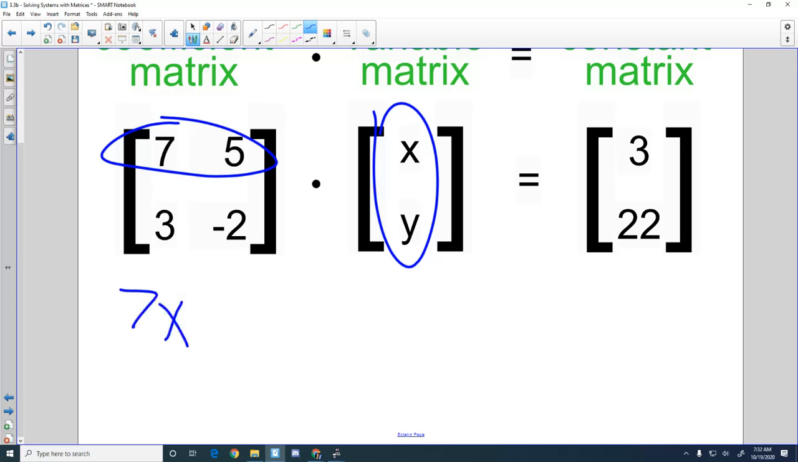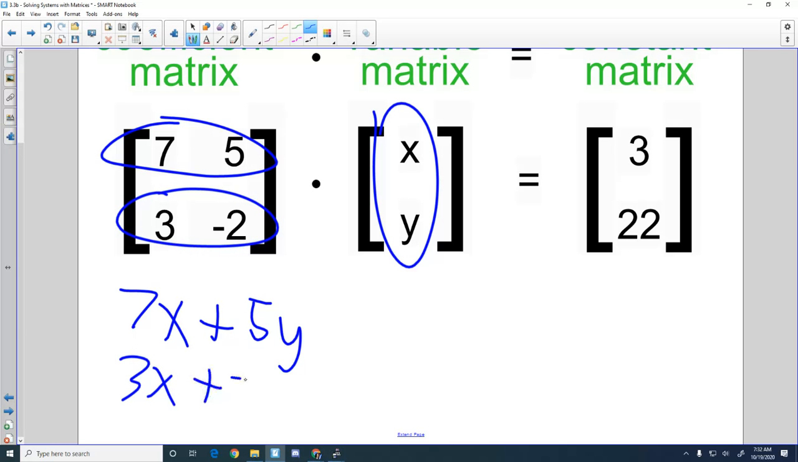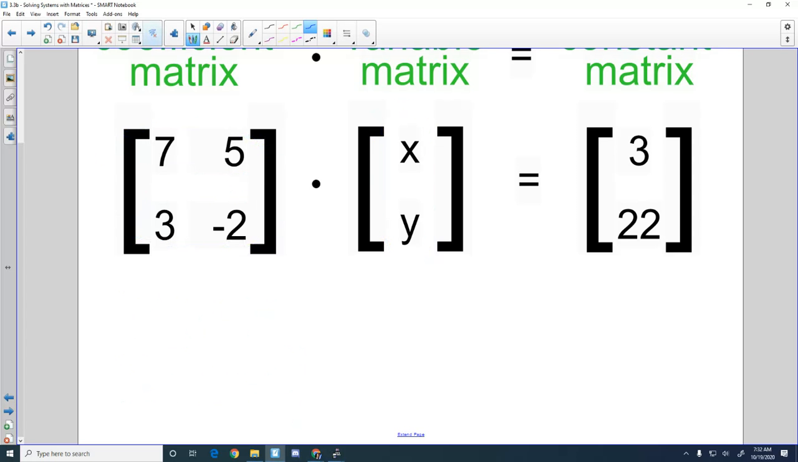we'd get 7x plus 5y. And isn't that the first equation? It was 7x plus 5y. Isn't that kind of cool? And then we did the second row. You get 3x plus negative 2y, and that was the second equation. Yeah, it's awesome, right? Math. It's beautiful. For those of you who see what happened there, good job. And then it equals the 3 over 22, the constants. Now, if we were going to solve this equation, we want to get the x and y by itself. What will we need to do?